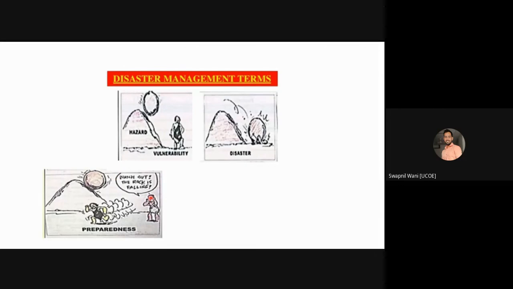Now, how will you prevent yourself from such type of hazard? Tell me quickly. I have to finish this slide. That was preparedness, which I just explained. You tell me how you will prevent yourself from such a hazard. A falling rock, you are standing over here. How will you prevent it? Or you are living near a landslide prone area. So how will you prevent yourself?